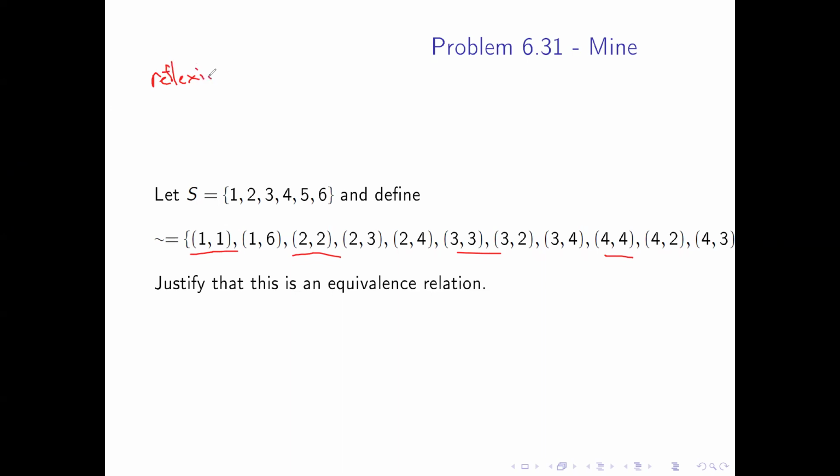Reflexive. Check. So now we have to show symmetric. Well, I have 1, 6 here. I would come over here and ask the question, is 6, 1 also on here? If it is not, then we can immediately throw out symmetric.